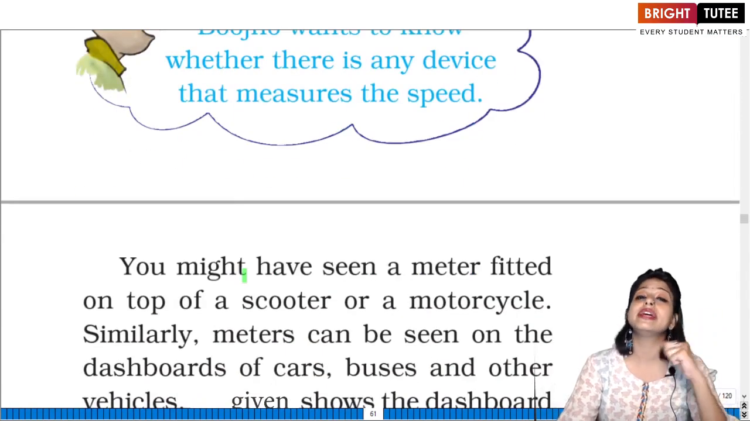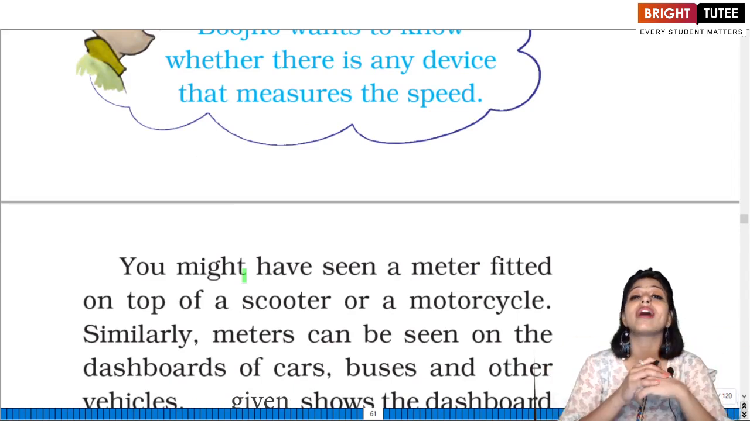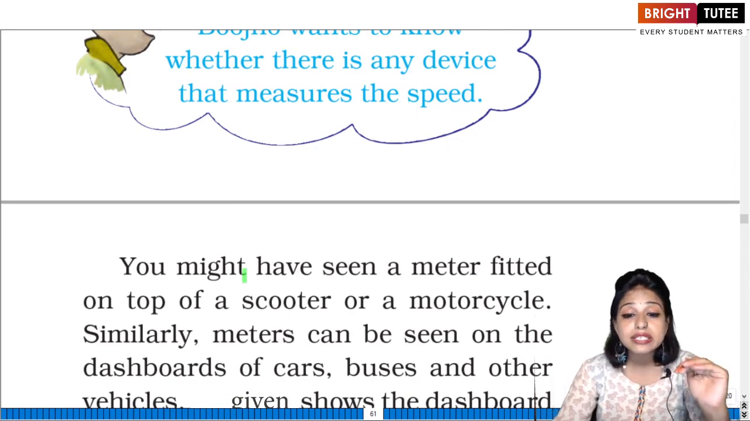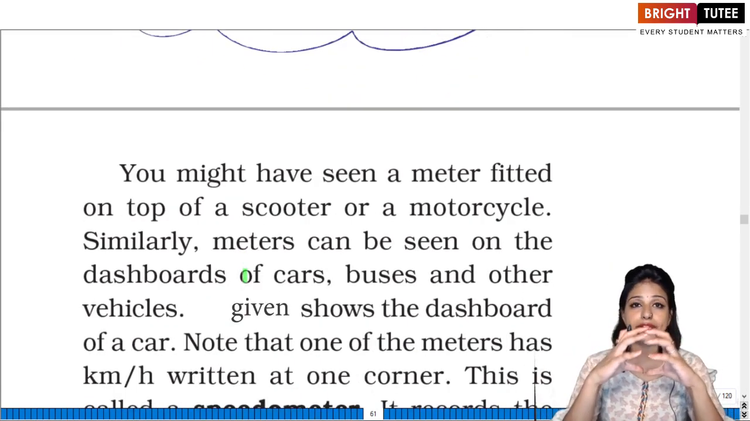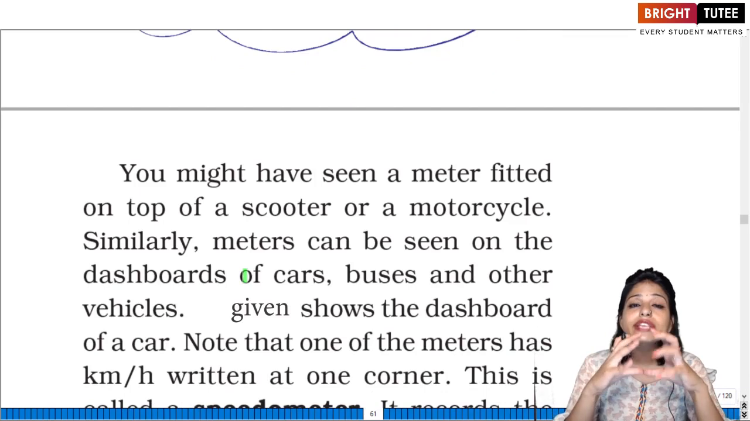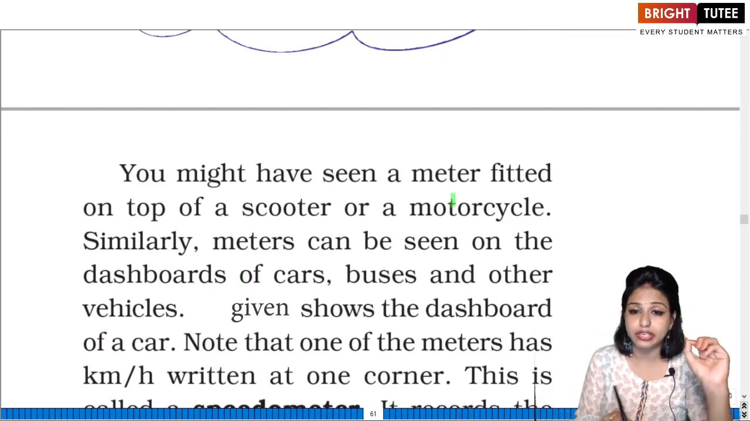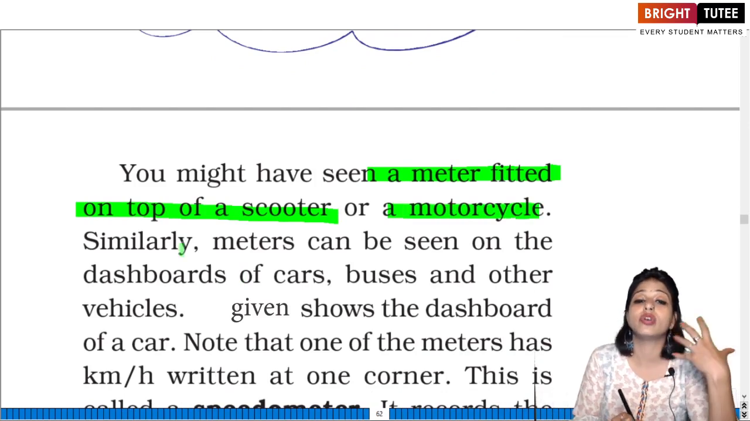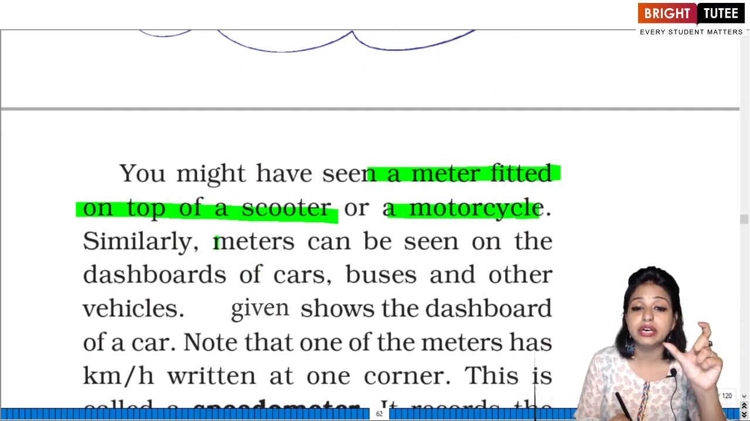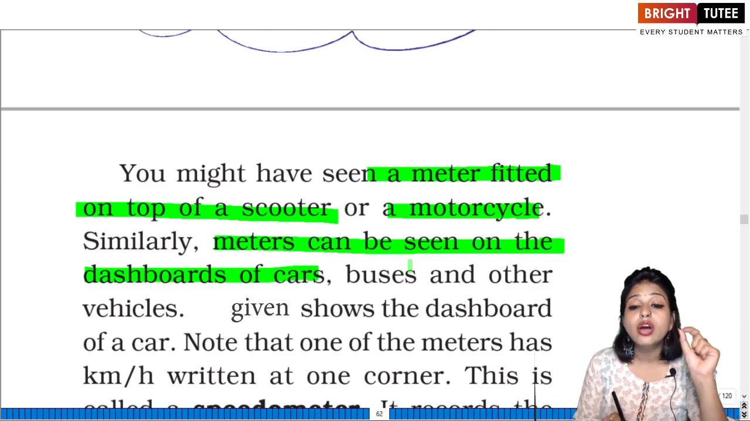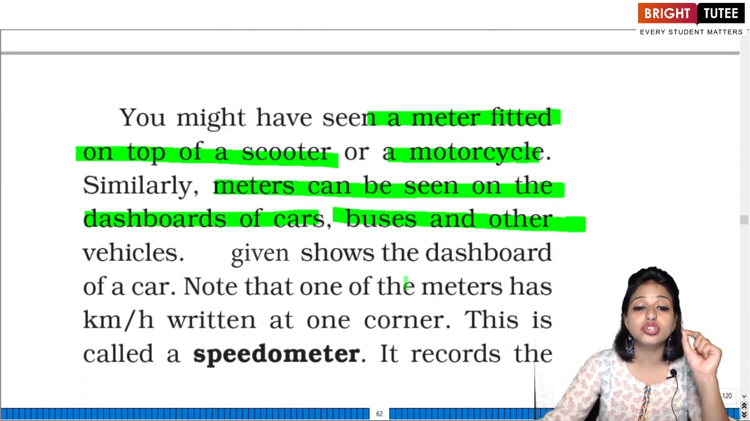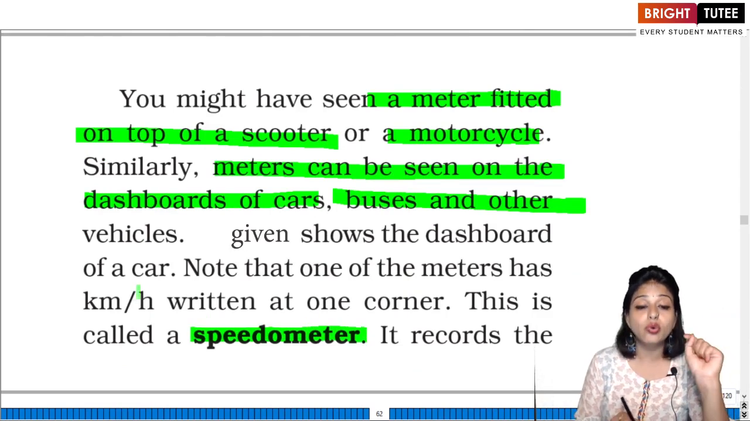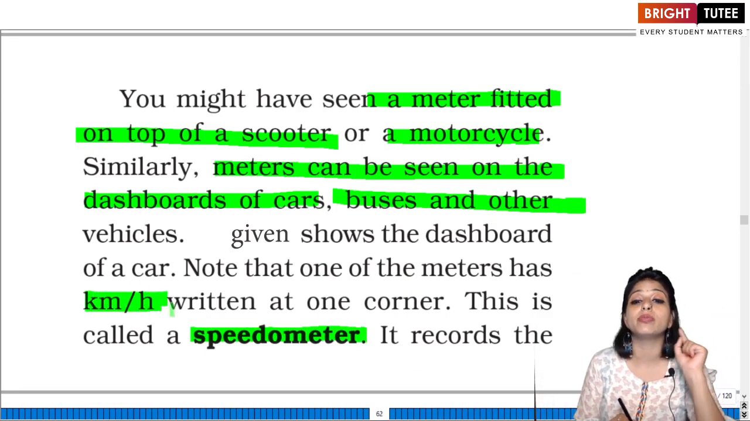Now if you have ever ridden a vehicle or you have been traveling with your father, mother, brother or sister, you must have seen that there is a meter on the vehicle that always keeps fluctuating its values. The meter which is fitted on the top of a scooter or a motorcycle, or in a car, on the dashboard of cars or buses, is what shows you the speed, and we call it the speedometer. Now the cool fact is it tells you the speed in kilometer per hour.